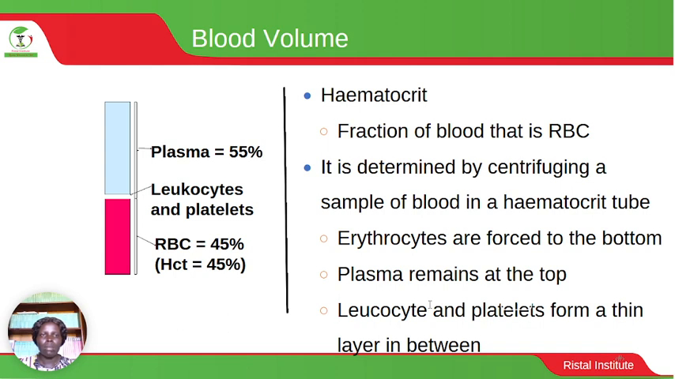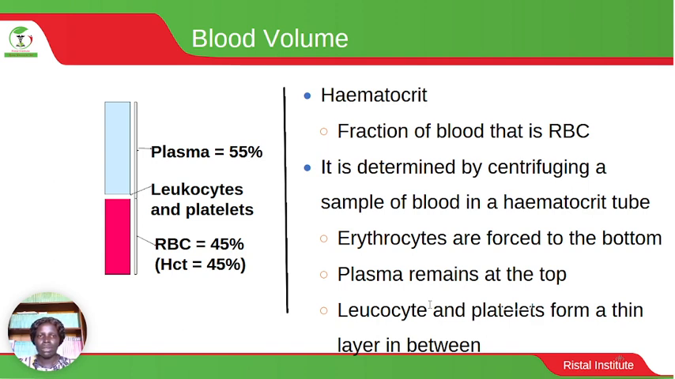Right here we have a blood sample that has been taken. It has been centrifuged, and the red blood cells have settled down because they are heavier. After the red blood cells, we can see in the middle the leukocytes and the platelets. Then up here, we have the plasma. So this is what it is showing.